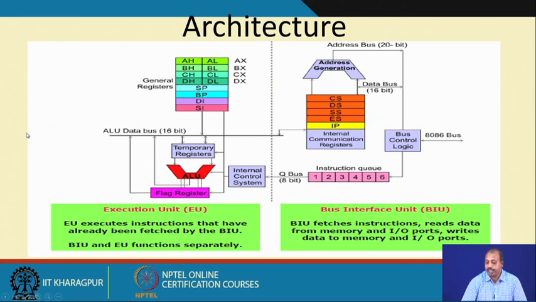You see that it can be broadly divided into two parts or two regions. One is called the bus interface unit, another is called the execution unit. So in the bus interface unit, we have the features by which it can access the bus, the address bus and the data bus.